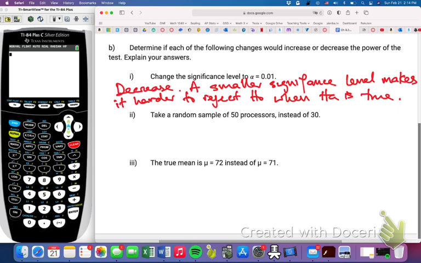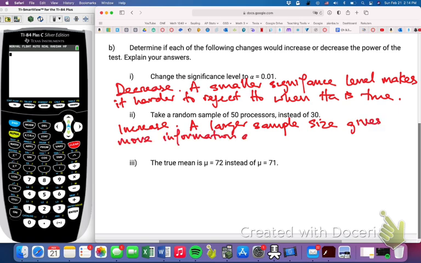Part 2, take a random sample of 50 processors instead of 30. Every time you increase your sample size, what do you think is going to happen? You're going to get more accurate statistics. Now, what does that do to the power of the test? It's going to help increase the power of the test. Why? Because a larger sample size gives more information about the true mean value. In this case, it's going to give you a better, more accurate, less biased estimate of the true mean.